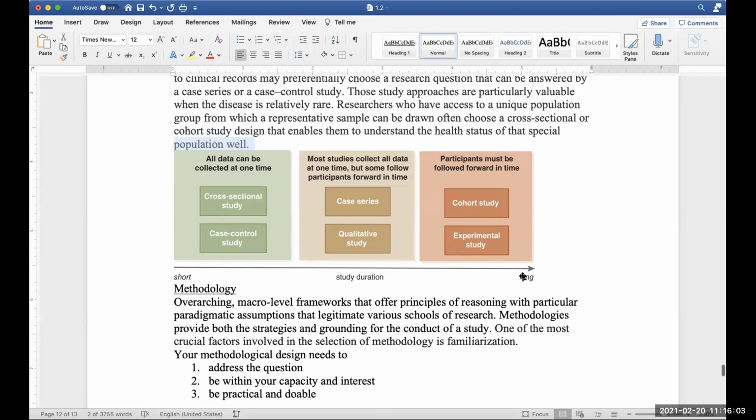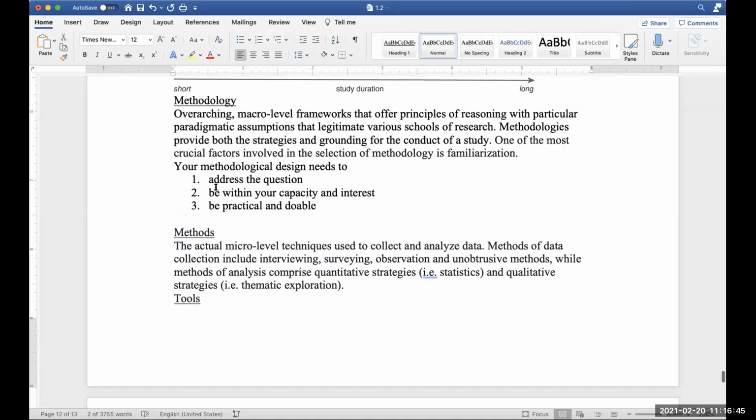So, just looking at the duration of the study, if all the data is collected at one time, it's a cross-sectional or case control study. If it's during the study duration, so most studies are collected at one time, but some follow participants forward in time, it's a case series or qualitative study. If it's a really long period, so a participant must be followed forward in time, it's a cohort study or experimental study.